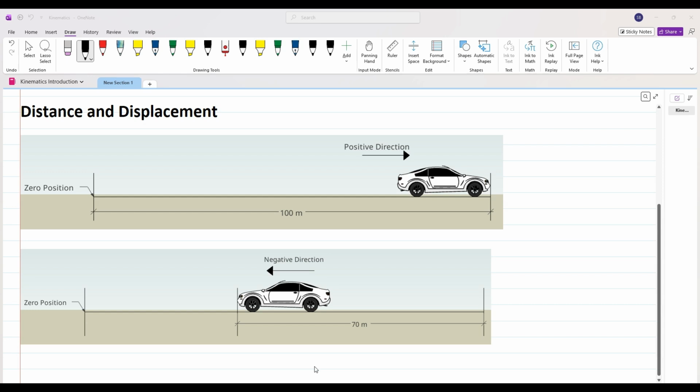In the second diagram, the car has travelled an additional 70 metres, but in the other direction. Thus, the total distance is 100 metres plus 70 metres equals 170 metres. However, its displacement is not the same. It is 100 minus 70 metres equals 30 metres. This means that when considering displacement, it is always referred from a fixed origin, but the distance can be measured as the sum of the entire distance covered.